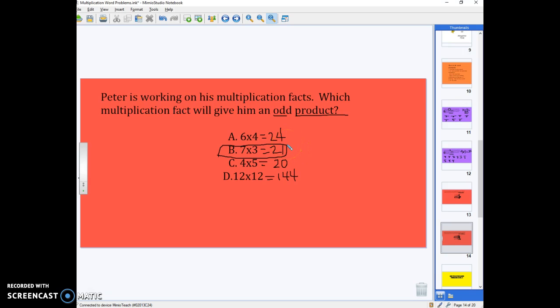So good luck on these problems, boys and girls. I know you can do it. Remember, product just means answer to a multiplication problem. And you've got this. Good luck.